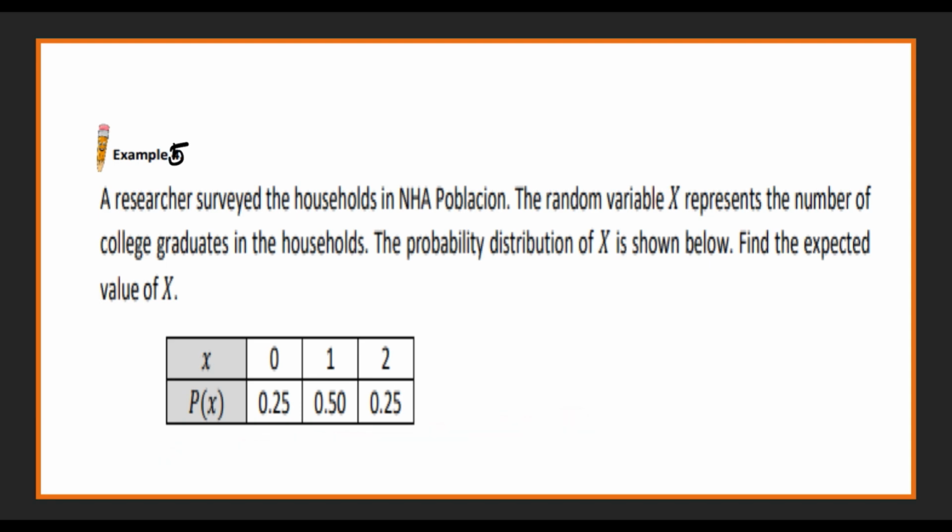Now, take note. Our random variable is 0, meaning 0 graduates in a given household, whose probability is 25% or 0.25. If x is equal to 1, meaning there is 1 graduate per household, and the probability is 50% or 0.50. And x is equal to 2, meaning there are 2 graduates per household, and the probability is 25% or 0.25.